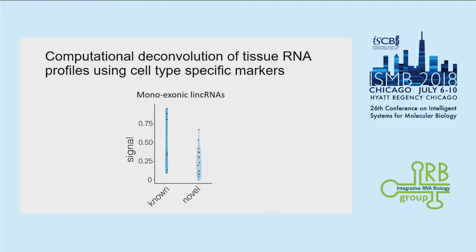And finally, we wanted to do this analysis as a way of validating the before-mentioned monoexonic lincRNAs. So we did the deconvolution using only this specific fraction of the transcriptome, and we observed that we were able to deconvolve some tissues with both known and novel monoexonic lincRNAs, meaning that even in these monoexonic transcripts, there is some biological signal which could indicate that they actually have a biological meaning.